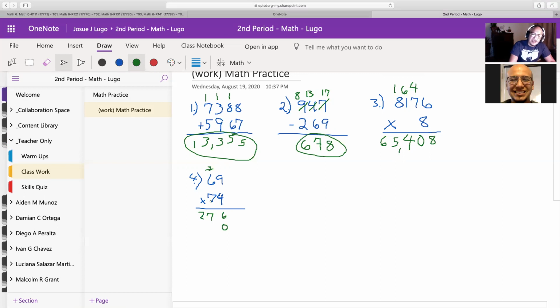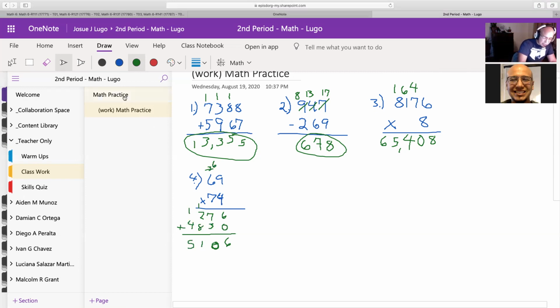So now we're going to move to the 7. 7 times 9 is 63. 7 times 6 is 42, plus 6 is 48, correct? Now I'm going to add them up. So 6 plus 0 is 6. 7 plus 3 is 10. That's a 0. 8 plus 2 is 10, plus 1 is 11. And then 4 plus 1 is 5. So I got 5,106. That's my answer.